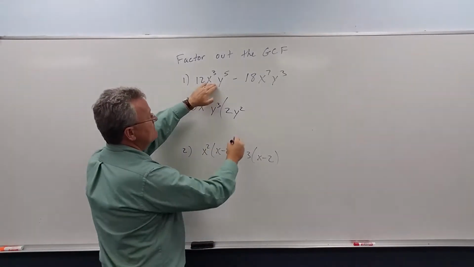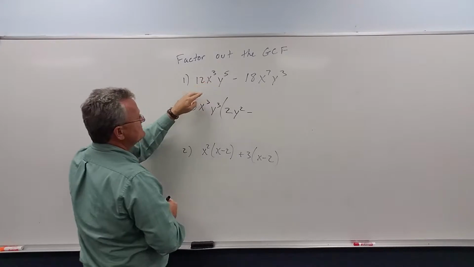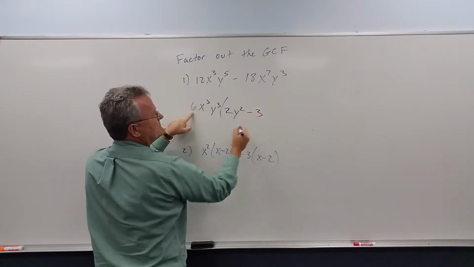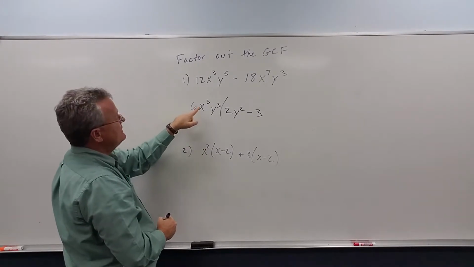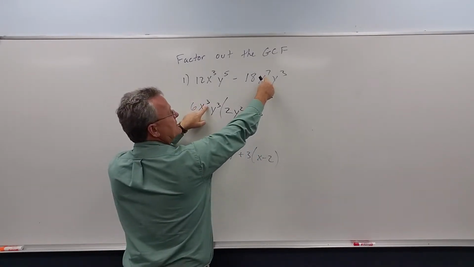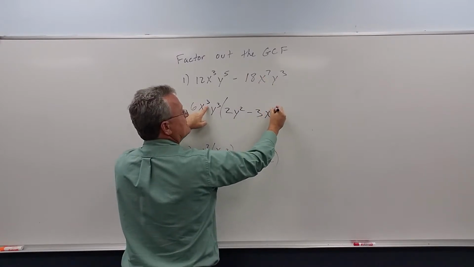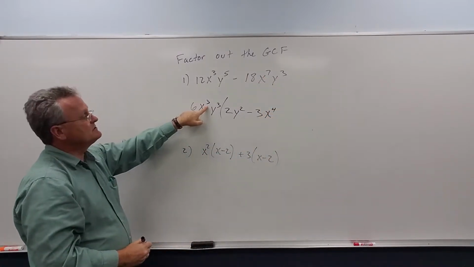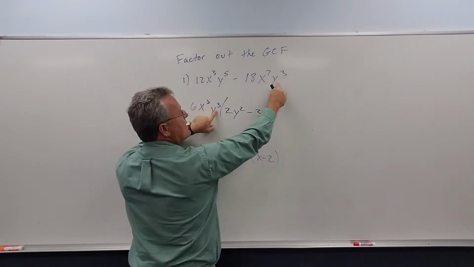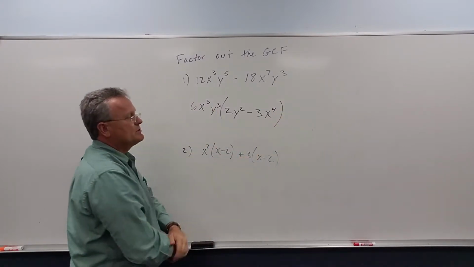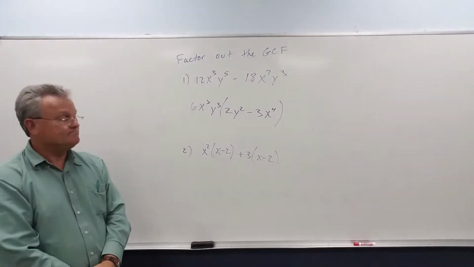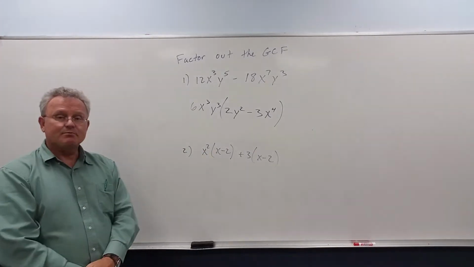So there's that part. Minus 6 times what gives me 18? 6 times 3. X to the 3 times x to what power gives me x to the 7? X to the 3 times x to the 4. Y to the 3 times 1 gives me y to the 3, but I don't need to put the 1 in there. That is factored. That's it. What about this problem?